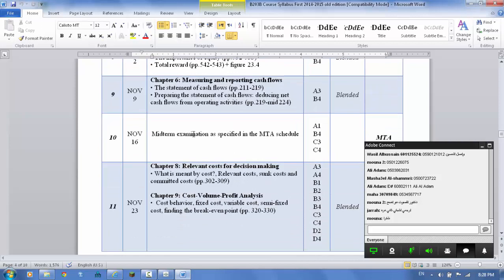Then the midterm exam will be on the 16th of November. This is the date of the midterm examination. Okay, which is in week 10.